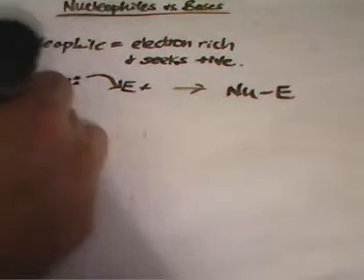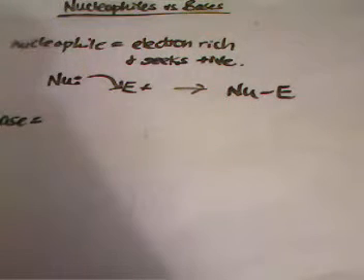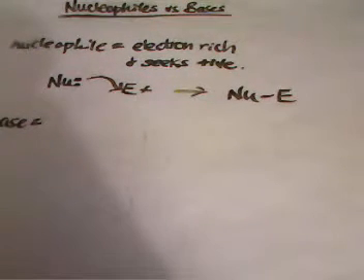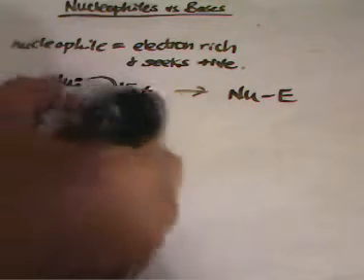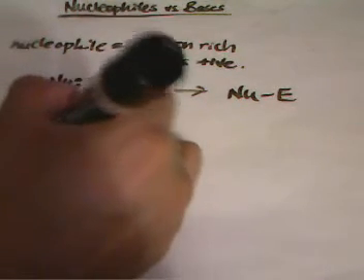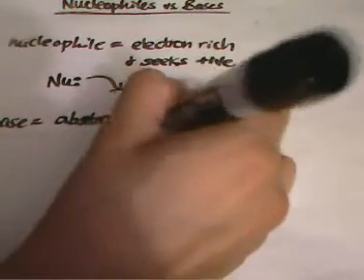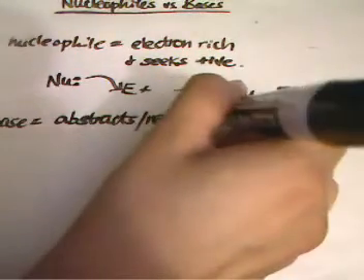To review what a base is, here we're talking about entities that abstract protons. The definition of a base is that it abstracts or removes or accepts a proton.